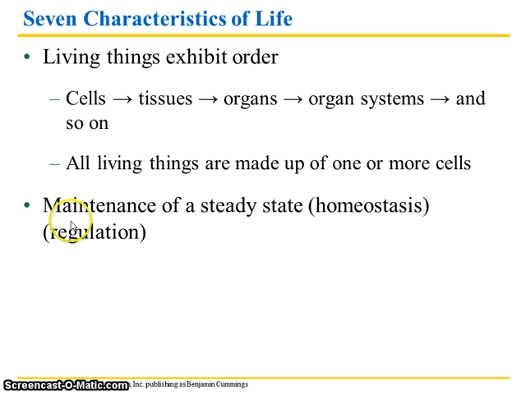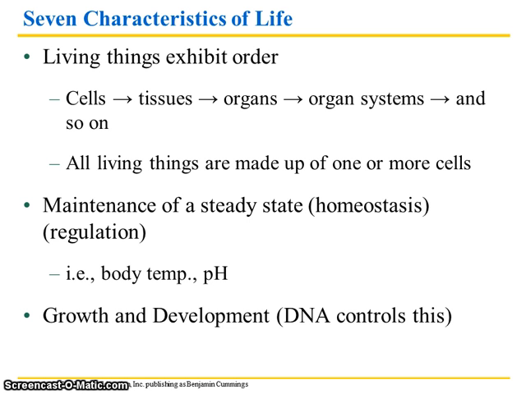Okay, next, maintenance of a steady state, homeostasis or regulation. We are constantly monitoring our body's levels of pH and temperature to help keep them within a normal range. That's called homeostasis. We've got all these ways to balance. If our temperature gets too high, we start sweating. If our temperature gets too low, we start shivering. And then growth and development. So over time, things change. They grow, they get bigger. Our DNA helps control what we're producing.